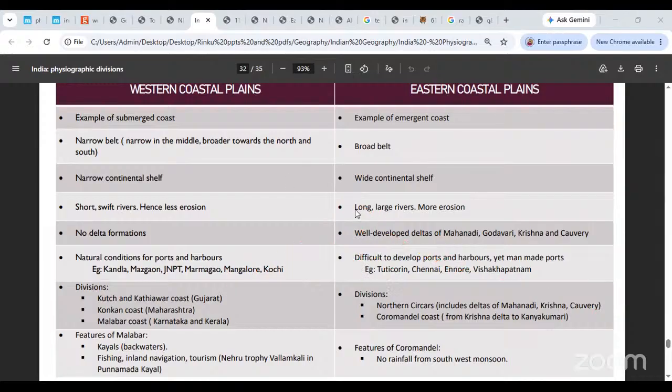Now contrast that with the eastern coastal plains. You will have long, large rivers over there, so more erosion. If there is more erosion, clearly there is more sediment to be deposited, and so you will see very well developed deltas of the Mahanadi, Godavari, Krishna, Kaveri. You will find all those deltas over there.